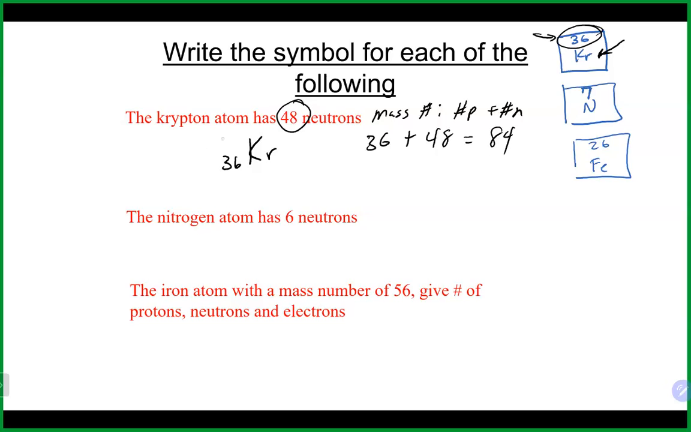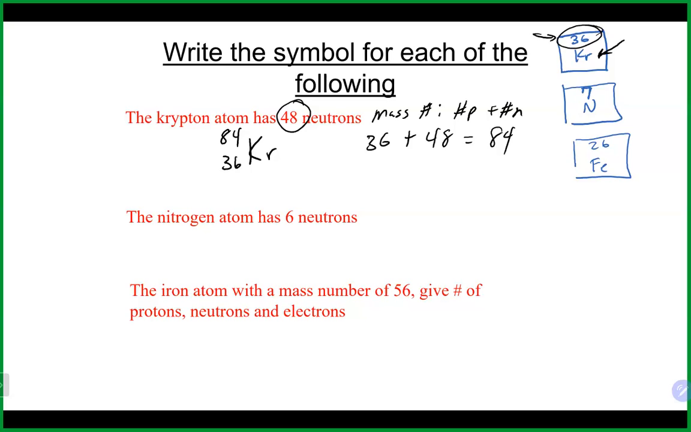That's an 84, I believe, and that would get us right about there. Yes, this guy would have obviously 36 protons. It would also have 36 electrons. You could assume it's neutral since it didn't say anything about a charge. And obviously it has the 48 neutrons. Any questions on that one there?